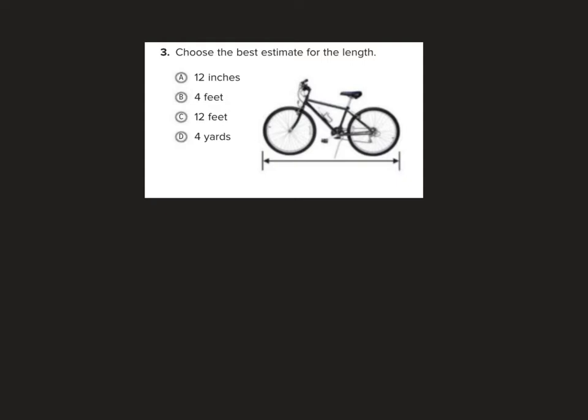Okay, choose the best estimate for the length of an actual bicycle, not this tiny little miniature bicycle, the actual bicycle. So do I think 12 paper clips? No, I don't. Do I think 4 math books? Yeah, I kind of do think 4 math books because otherwise we've got 4 chairs. That's too big. 12 feet, 12 math books? Yeah, that's way too big. Yep, going 4 feet.